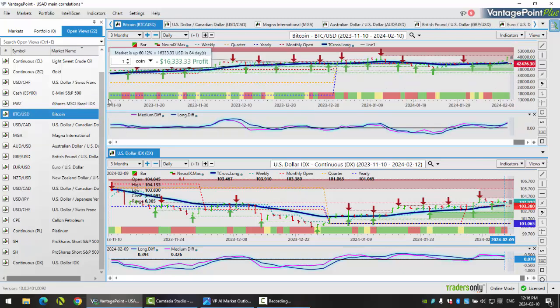Now, with Bitcoin, once again, Bitcoin accelerating back up to the upside. I get a lot of questions on this. I've remained a bull on Bitcoin since 2018. Nothing has changed. If anything, we're probably looking for a bigger move.